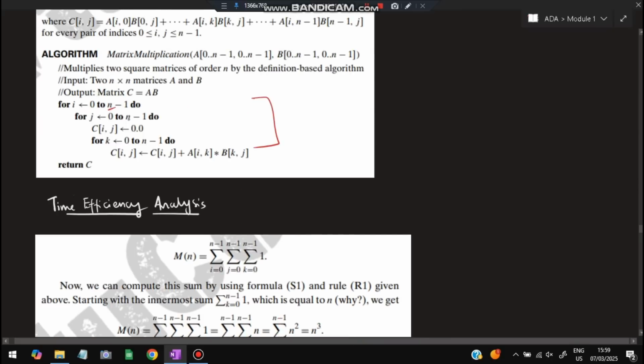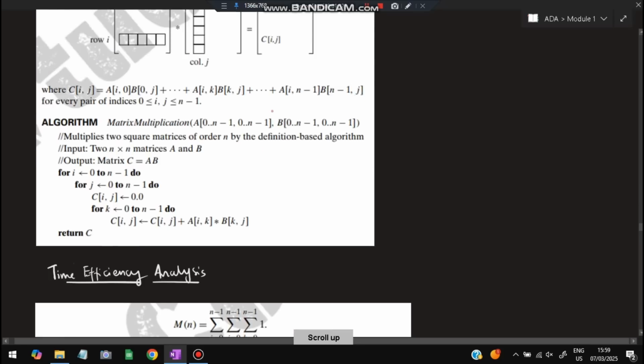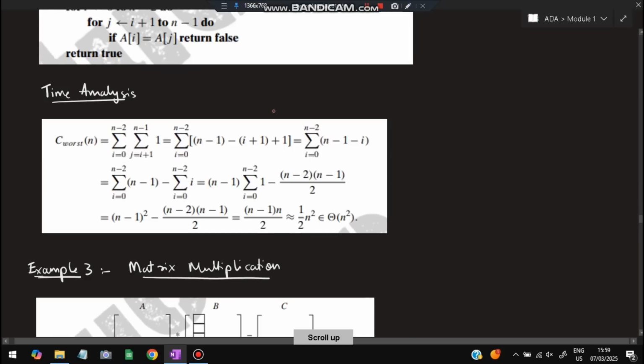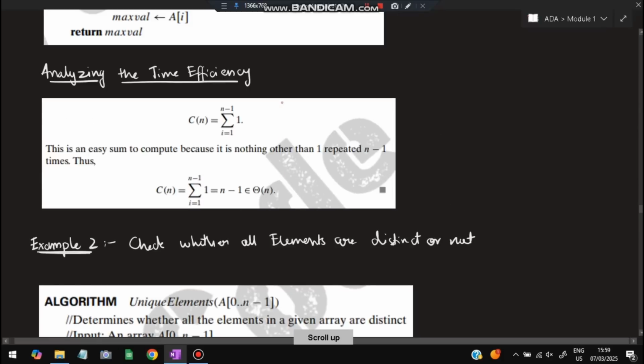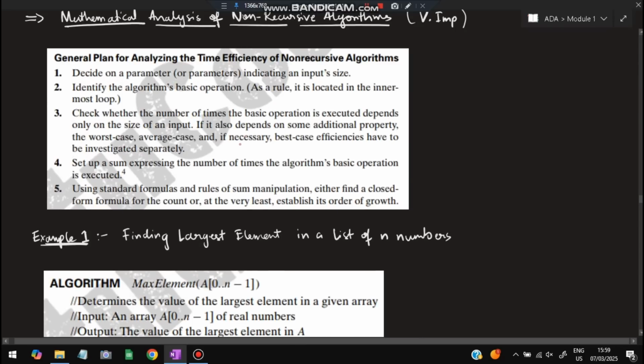A triple for loop is there, n is here, n is here, and n is here, and the constant thing happening is some multiplication and addition, that is constant time. So n into n into n is n cube. This is how you find out the time analysis for non-recursive algorithms. Okay, now we will discuss what the steps are. Since you have understood the examples, the steps you can write in your own words.